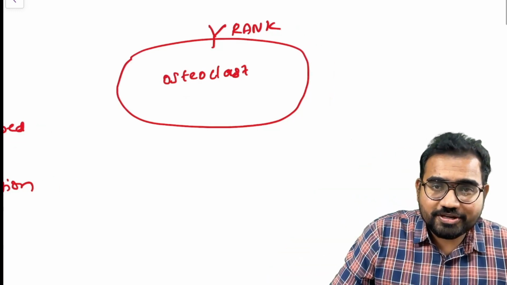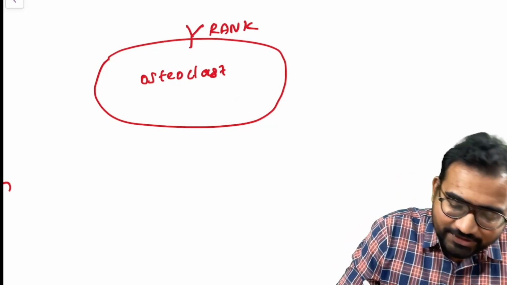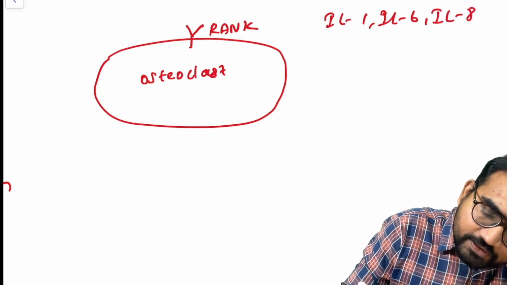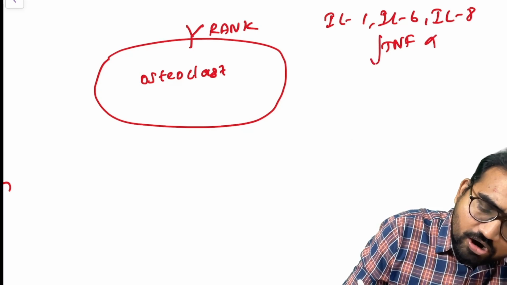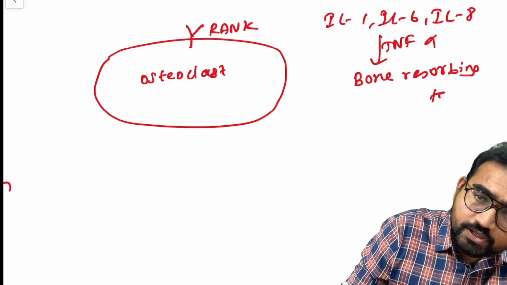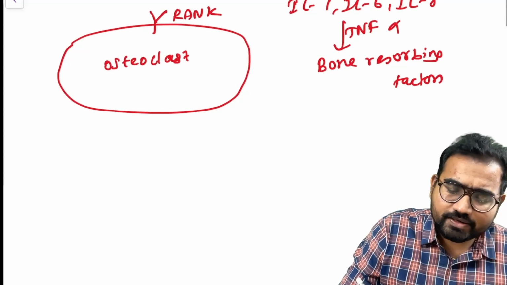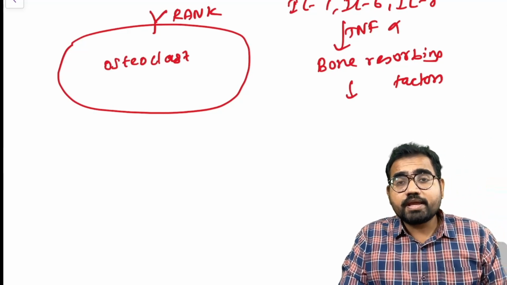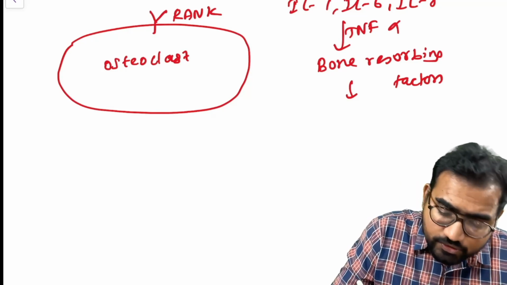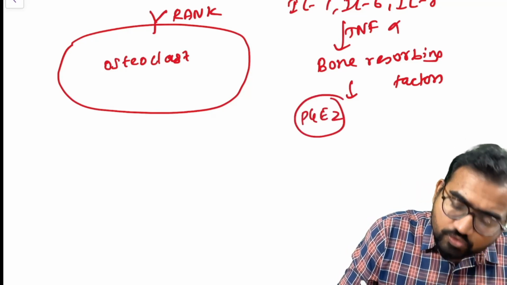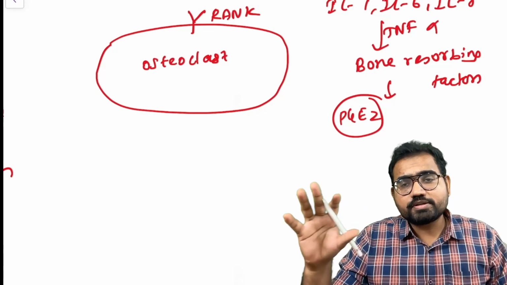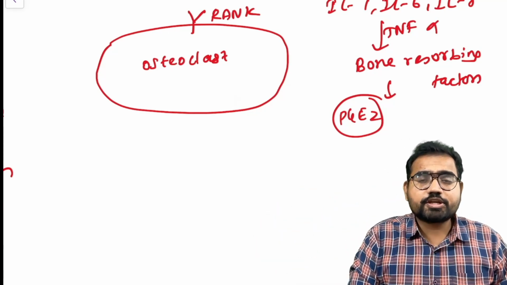Recap from the previous chapter, host microbial interactions, right? Interleukin 1, interleukin 6, interleukin 8, tumor necrosis factor alpha, all these are bone resorbing factors, and they cause resorption of bone by expressing RANKL. In addition, prostaglandins also stimulate the expression of RANKL. So during inflammation, all these pro-inflammatory cytokines increase, and there is expression of RANKL.